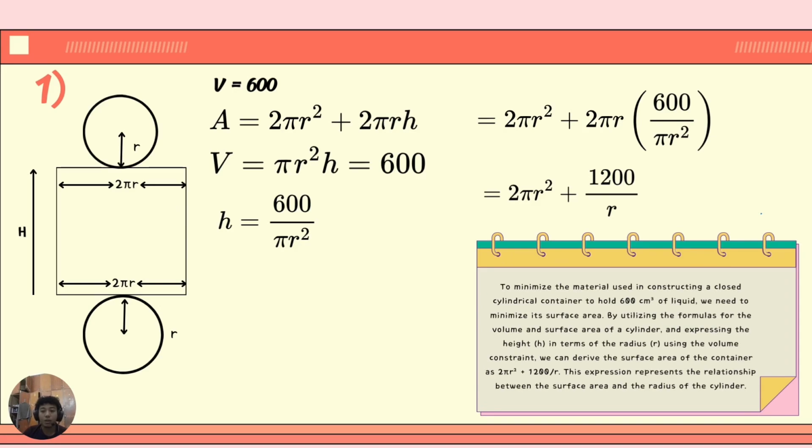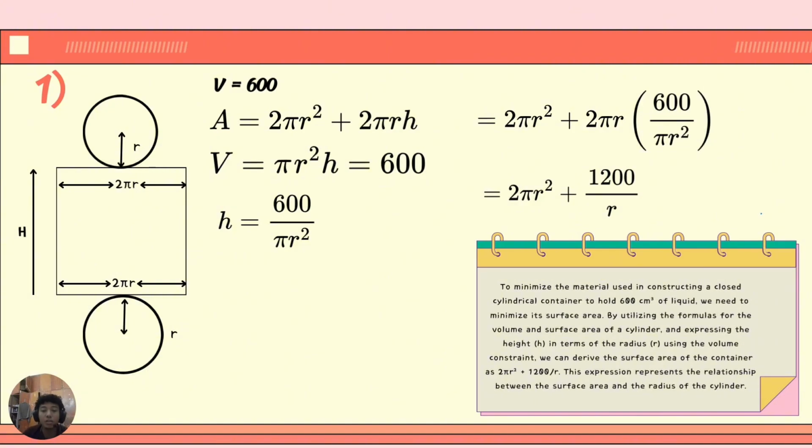Now, since we know the volume of the container is 600 cm cubed, we can use the volume formula to express h in terms of r. So now we get h equals 600 over pi r squared. Then we need to plug the h value into the area equation. After that, we get rid of h. Then this is the final answer.